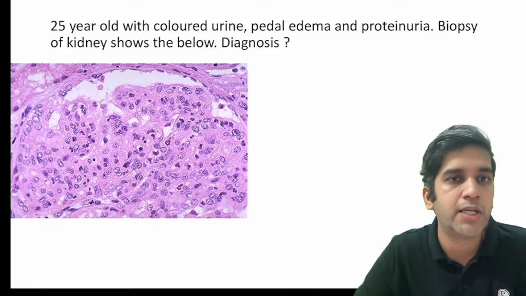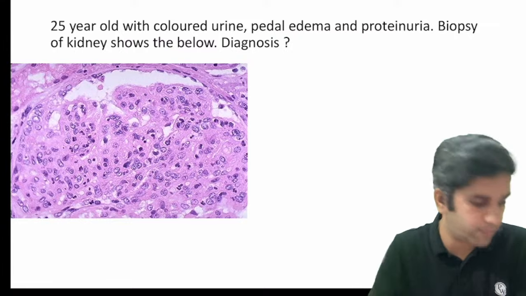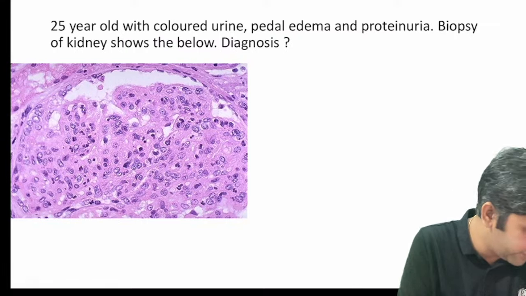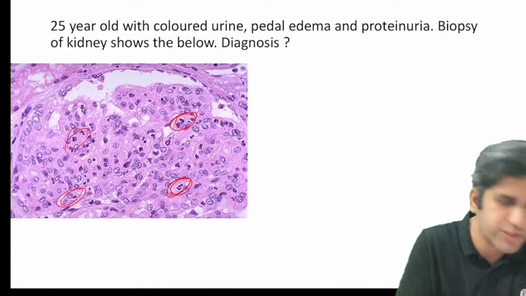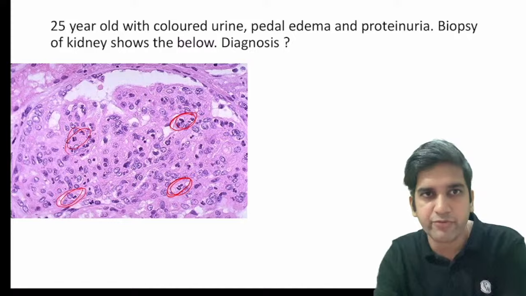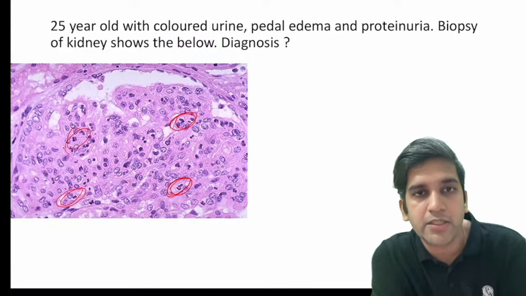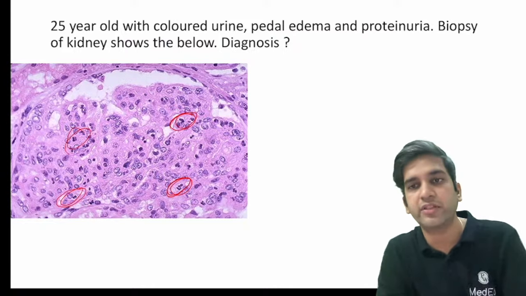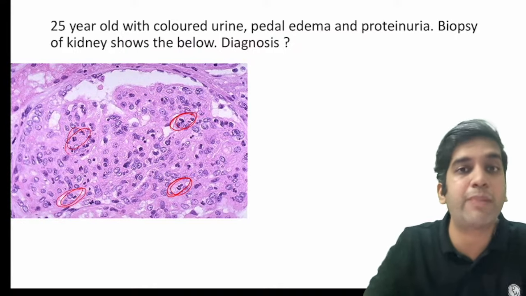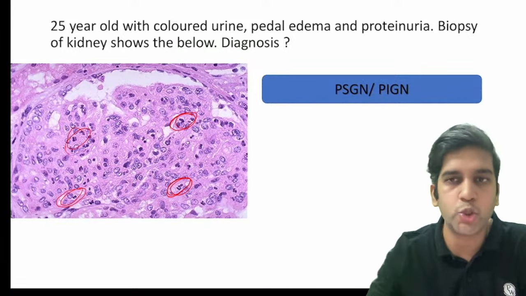Fine. Perfect. A 25-year-old with colored urine, pedal edema, and proteinuria. Biopsy of the kidney is this. The clue is this. These are the cells here. Can I say these cells are neutrophils? Yes. Nephrotic and nephritic, colored urine. Colored urine is red color urine, right? That's neutrophil, PSGN. I think of an acute bacterial infection, think of a PSGN or a PIGN, whatever is there, go with the answer, right?